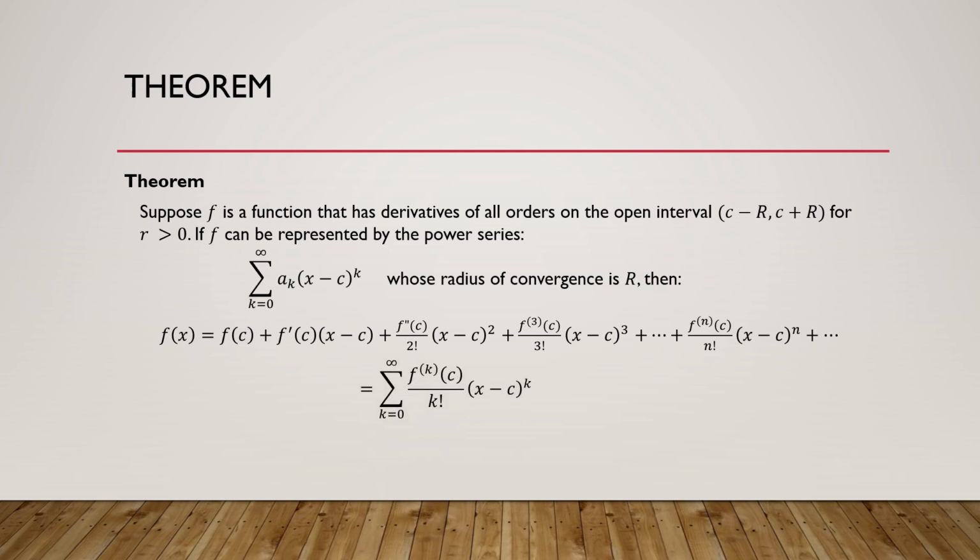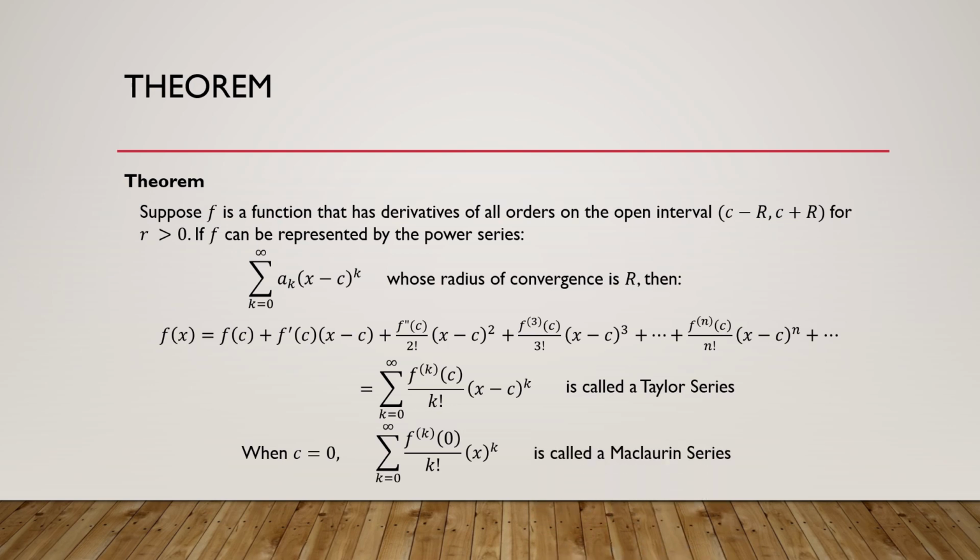The sum from k equals 0 to infinity of the kth derivative of f at c over k factorial times the quantity x minus c to the power of k is called the Taylor series. When c equals 0, then the sum from k equals 0 to infinity of the kth derivative of f at 0 over k factorial times x to the k is called the Maclaurin series.